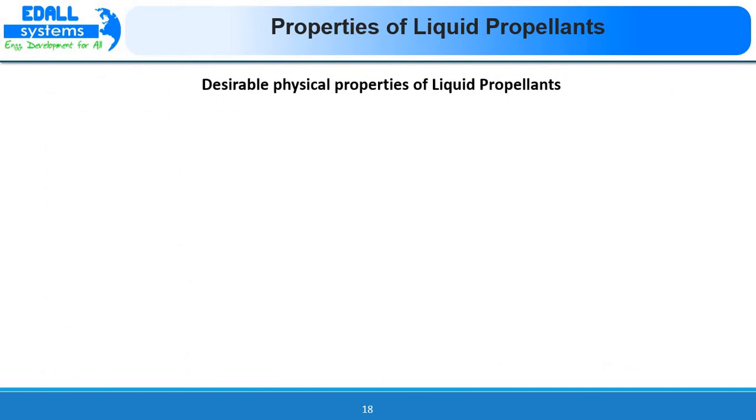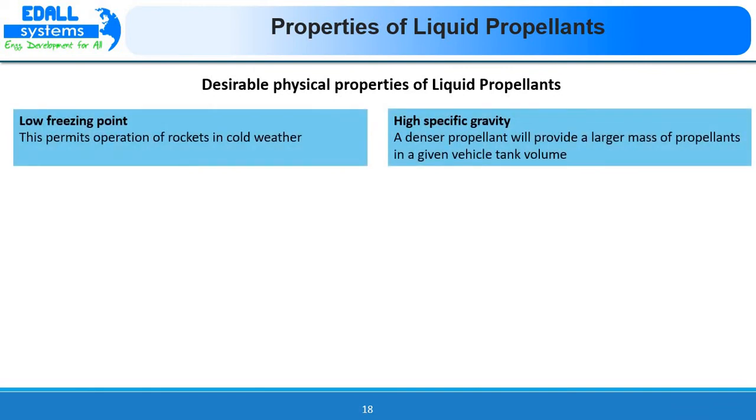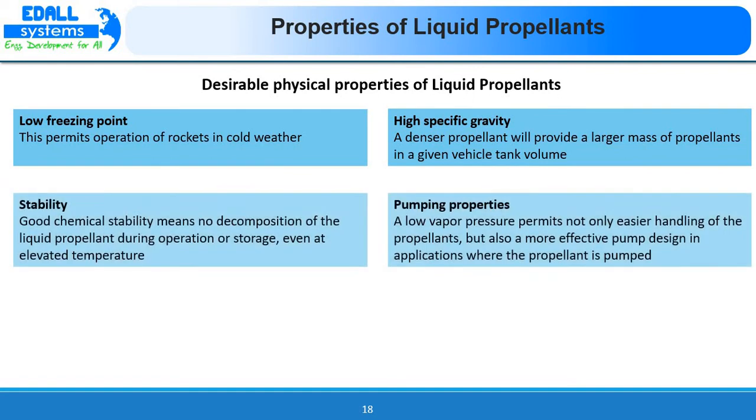Moving on to the properties, that is, what are the desirable physical properties of a liquid propellant. First, it has to have a low freezing point, which will permit the operation of rockets in cold weather. Next, it should have high specific gravity, because a denser propellant will provide a larger mass of propellants in a given vehicle tank volume. Then the third one is stability. Good chemical stability means no decomposition of liquid propellant during operation or storage, even at elevated temperatures. So the chemical component which we are using should be very stable, so that it does not decompose during any operation or storage at any elevated temperature.